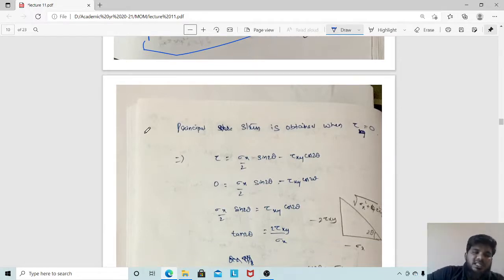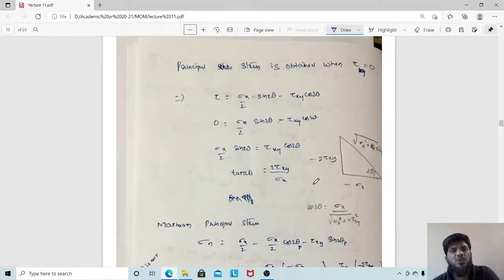Principal stress is a stress where shear stress is 0. What is shear stress? Shear stress is nothing but tau. Tau on which? Tau on the oblique plane. Tau on the oblique plane is 0. Then we have to consider 0 is equal to sigma x by 2 sin 2 theta minus tau xy cos 2 theta. So this will go on the other side, sigma x sin 2 theta by 2 is equal to tau xy cos 2 theta. So tan 2 theta is equal to 2 tau xy divided by sigma x.